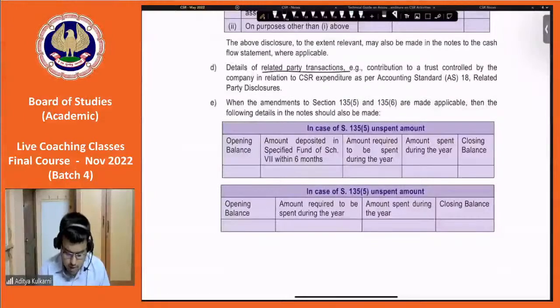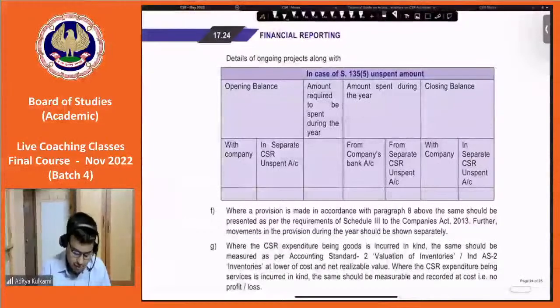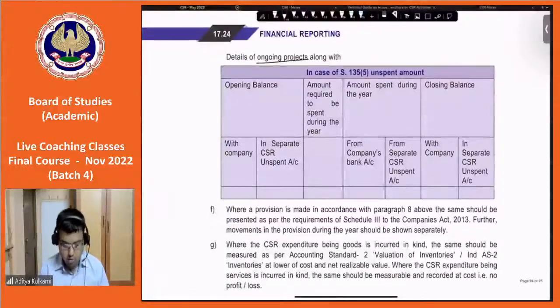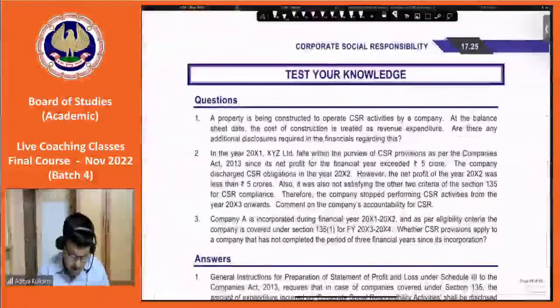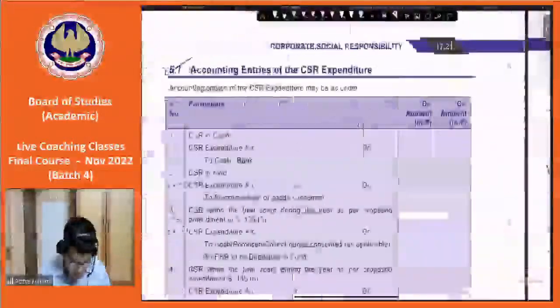Amendments. What is the 135.5 unspent amount? What is the opening balance? How much is deposited within 6 months to be spent, amount spent, and closing balance? You will give these details. And 135.5, these are the details for ongoing projects. So these are the disclosures which are made. So that takes care of CSR.